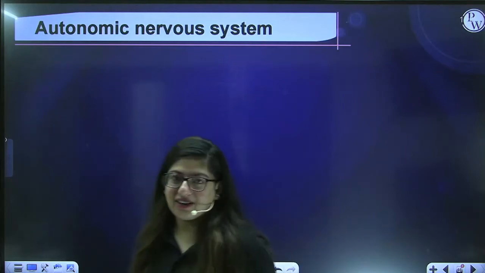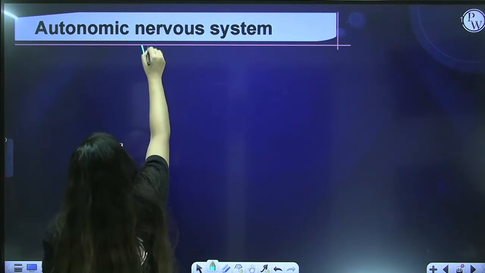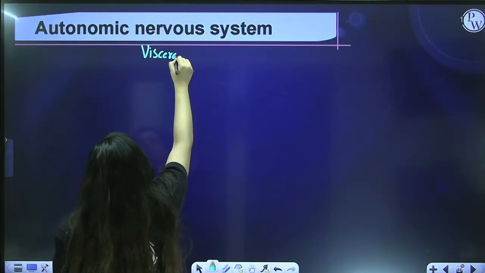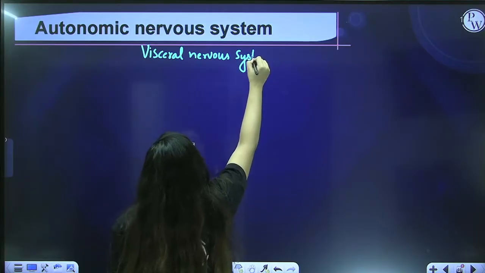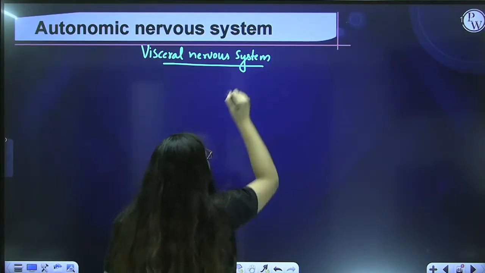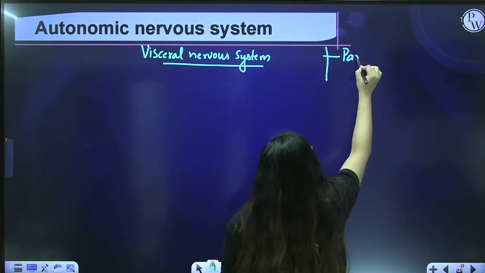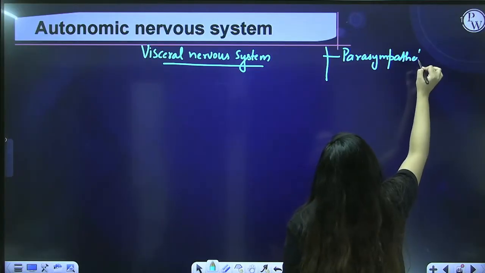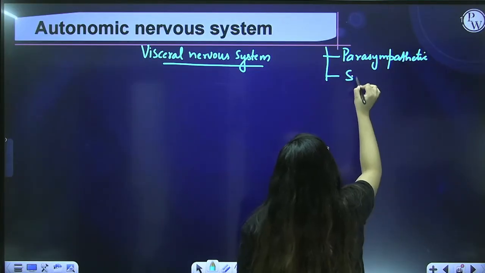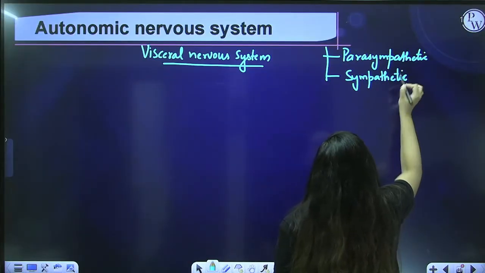So let's get started. The autonomic nervous system is also known as the visceral nervous system. This nervous system innervates visceral organs. That's why you call it the visceral nervous system. It is of 2 kinds. One is parasympathetic and the other is sympathetic. And both work opposite to each other.